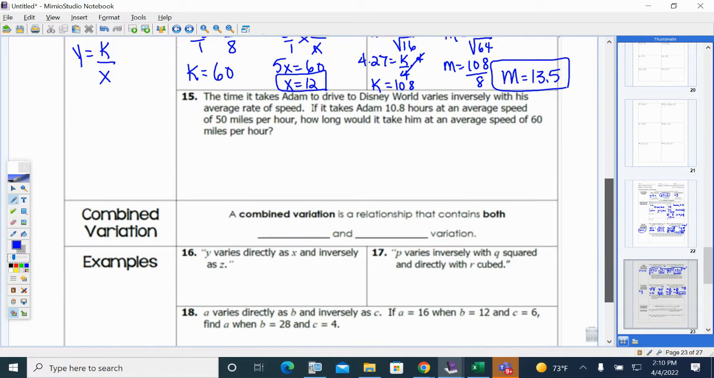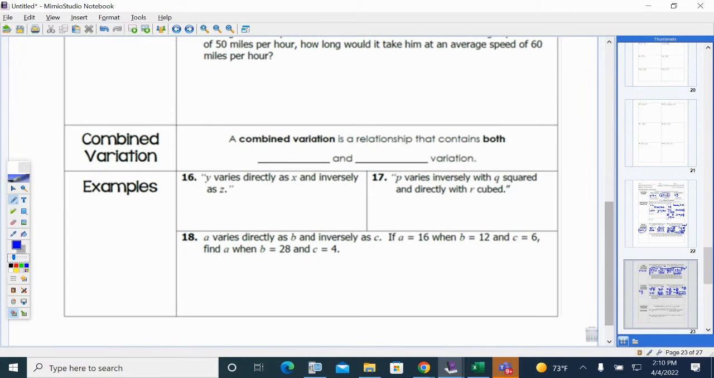All right, let's jump down to combined variation. A combined variation is a relationship that contains both direct and inverse variations.